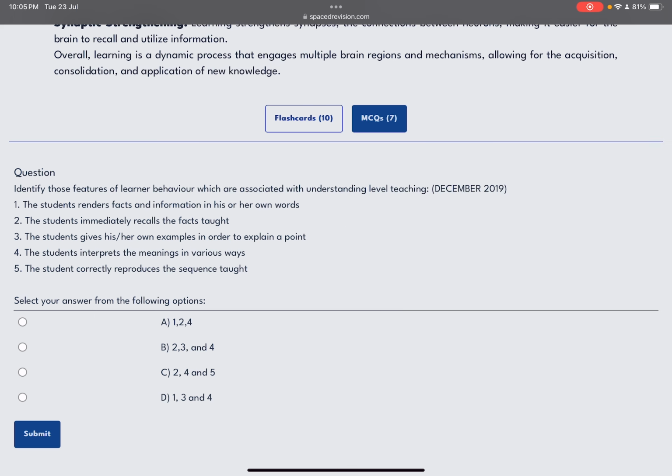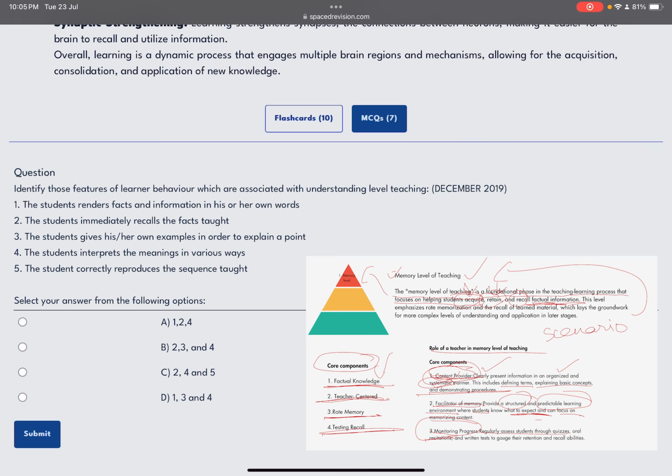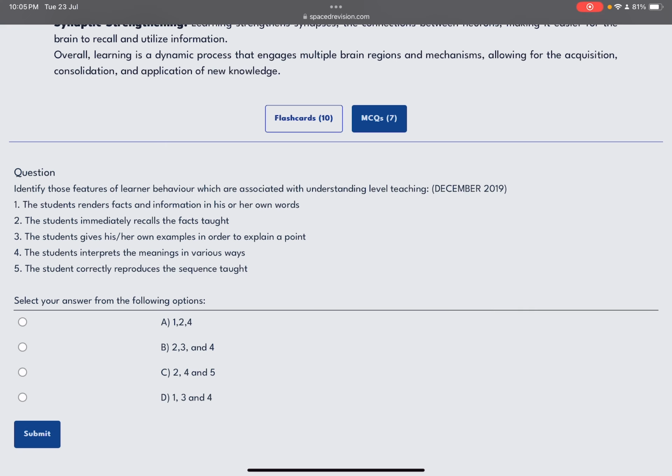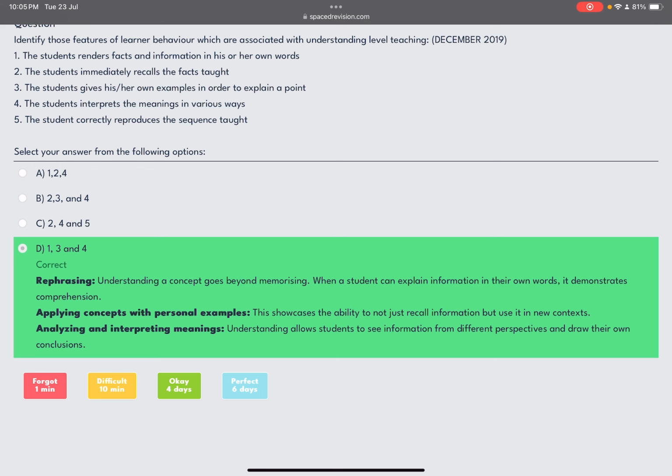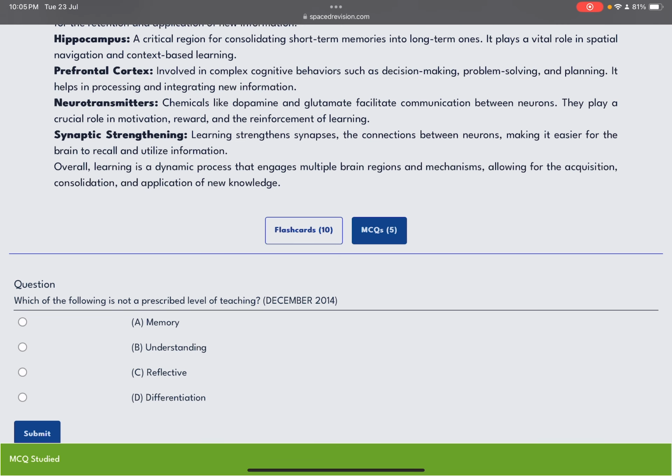The student correctly reproduces the sequence taught. That's memory level of teaching. So our answer is 1, 3, and 4. So option D looks like correct. Since we are correct, let's do perfect. This should be an easy answer.